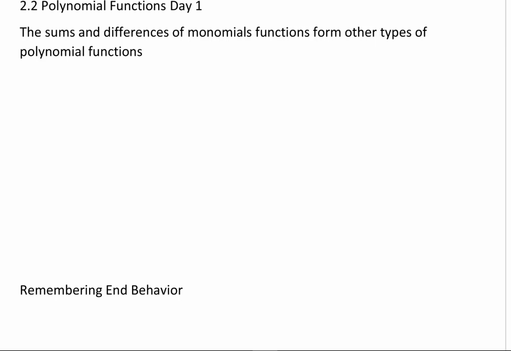Polynomial functions are the sums and differences of monomial functions that form other types of polynomials. Let me show you an example. This is an example of a polynomial. Each one of these is identified as a monomial, and they're joined together in a string of sums and differences. We have a subtraction sign, an addition sign, and another subtraction sign. Together, this is a polynomial.